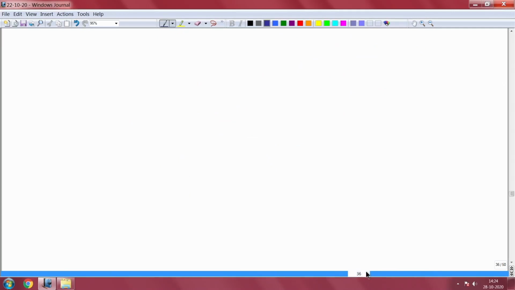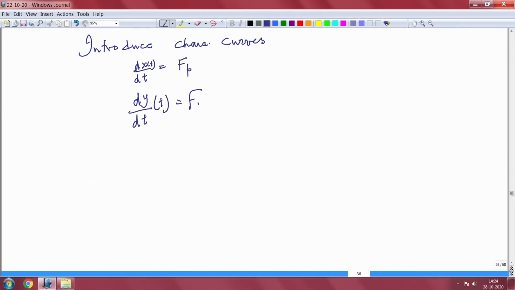Once you get the characteristic direction, you can immediately introduce your characteristic curves. So I will do it in the characteristic. So introduce characteristic curves, and then we will see the difficulty. Your dx by dt, these are all functions of t, is equal to f_p, dy by dt is equal to f_q, and dz by dt is equal to p f_p plus q f_q.